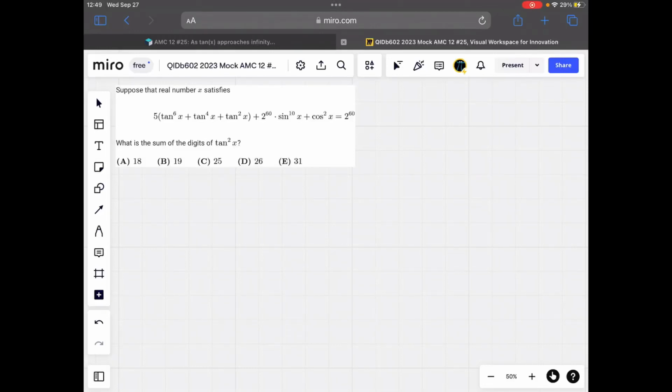Suppose that real number x satisfies 5 times tan to the 6th x plus tan to the 4th x plus tan squared x plus 2 to the 60 times sine to the 10th x plus cosine squared x equals 2 to the 60. What is the sum of the digits of tan squared x?